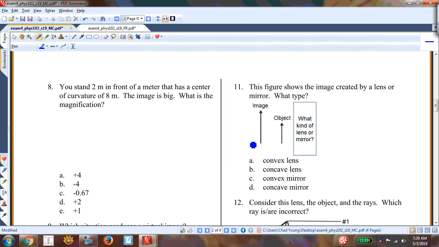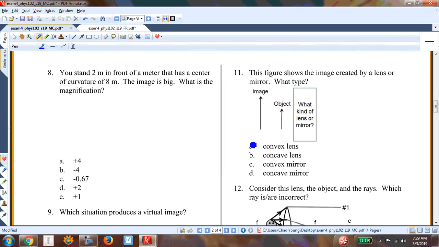You stand 2 meters in front of a mirror that has a center of curvature of 8 meters. The image is big. What is the magnification? So this should be mirror. P is equal to 2. F is equal to 4. Is it positive or negative? Well, my object is inside the focal point, and the image is big. That tells me this is a concave mirror, so it is positive.